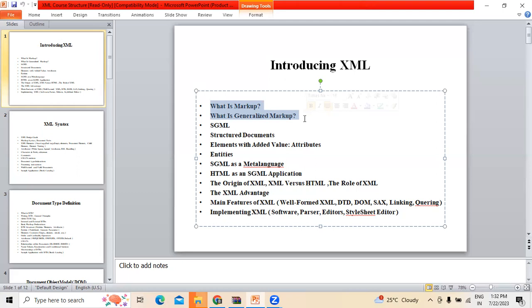At the same time, I'm going to discuss what SGML is, and what structured documents we generally require to prepare. Followed by this, I'm going to discuss the attributes part, like what are the elements which will be added to the value, which are called attributes. At the same time, I'm going to discuss the different entities we have, followed by SGML as a meta language.